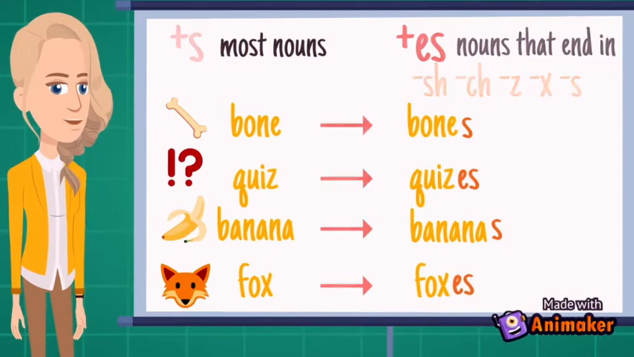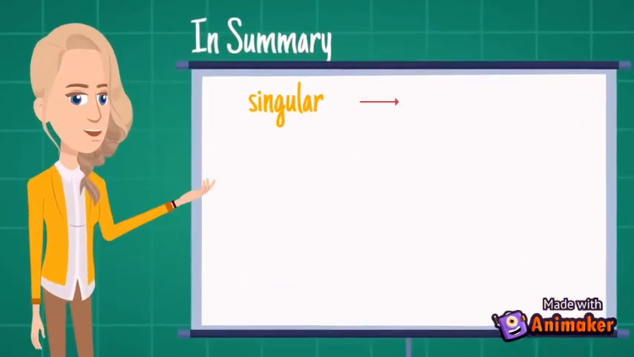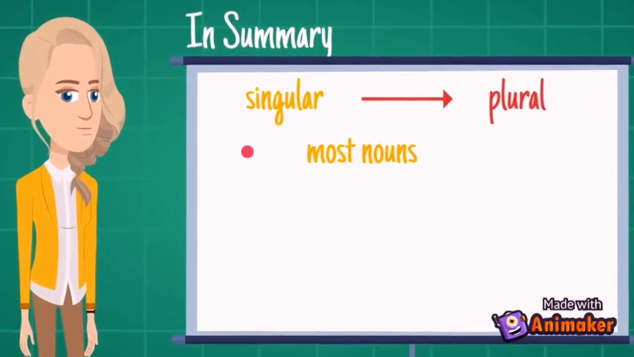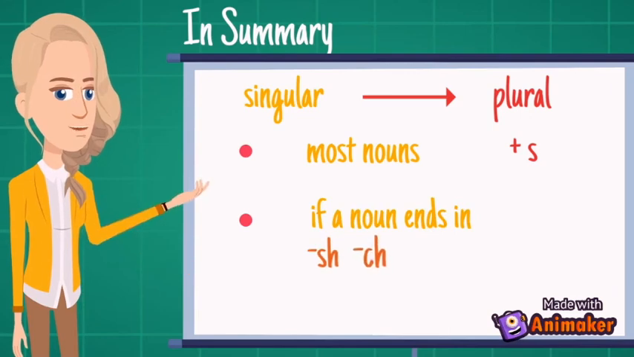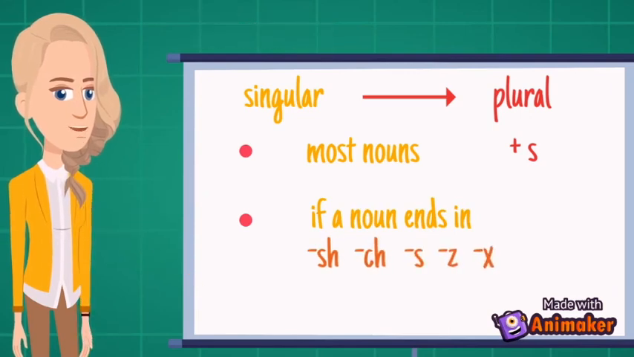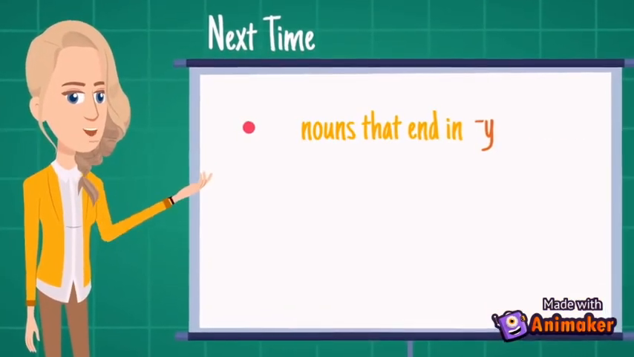Great work, everyone! And here's a quick review. In most cases, to make a singular noun plural, we simply need to add suffix s. But if a noun ends in sh, ch, s, z, or x, we need to add suffix es. And here's what we're going to learn next time.